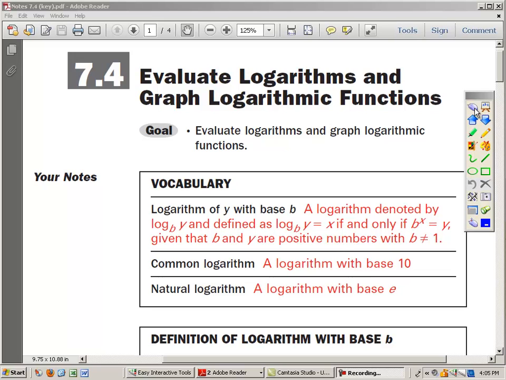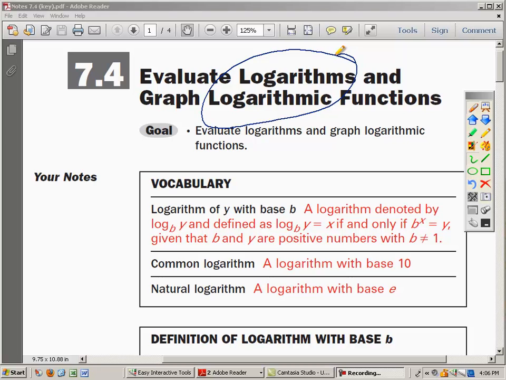Hi guys, welcome to lesson 7.4 on evaluating logarithms and graphing logarithmic functions. The first thing that you'll notice when we start here is this is a brand new term for you. Many of you have never even seen the word logarithms before.